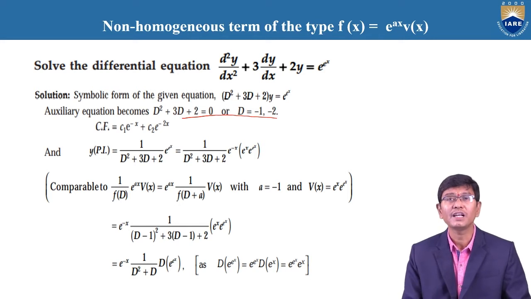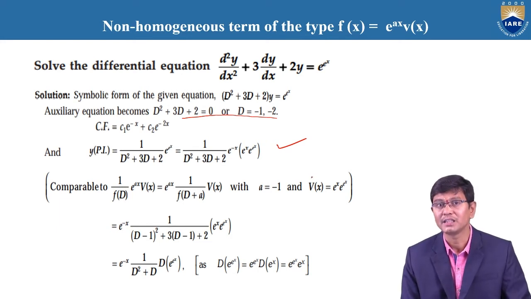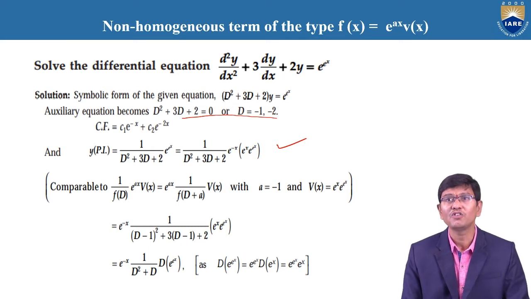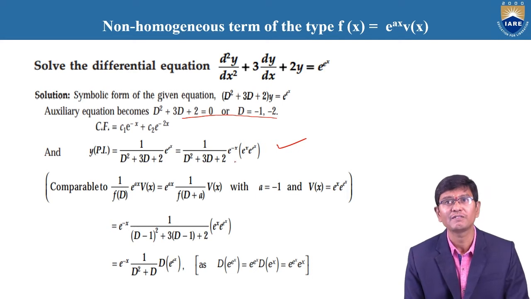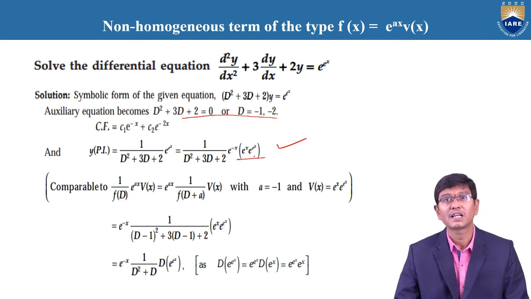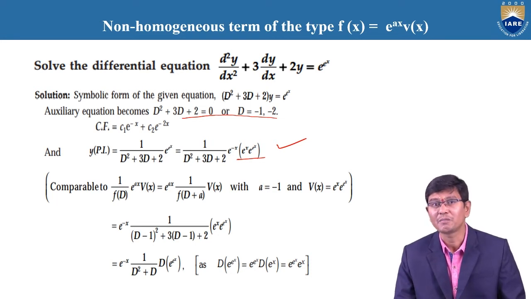Therefore, the particular integration is 1 by f of d into Q of x, that is e power x into V. Here 1 by f of d is equal to 1 by d square plus 3d plus 2 into e power of x. While observing the right side, we need to assume that e power of x is e power minus x into e power x into e power x. Therefore, clearly e power x into V is a suitable formula.